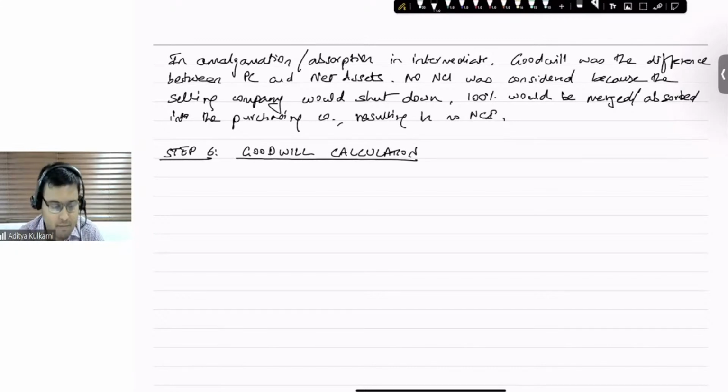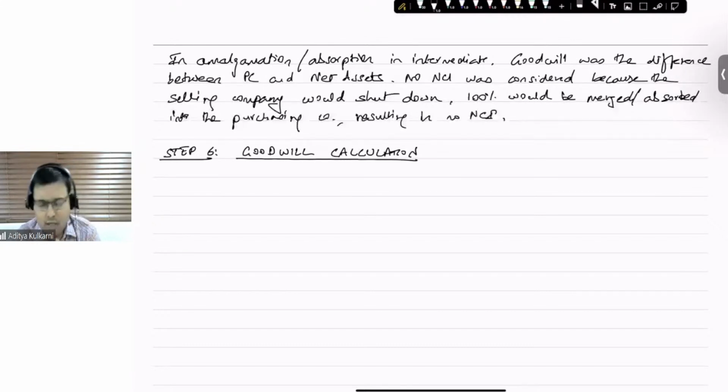I told you step number 4, we still have a couple of points to discuss. So all of this is related to ensuring that the goodwill is determined correctly. Okay. Now, what do we mean by goodwill?